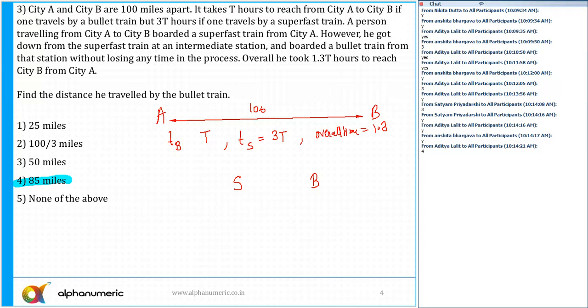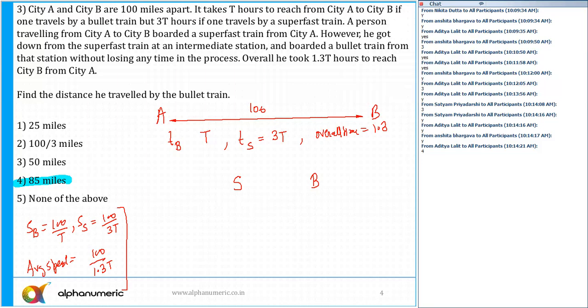So if the distance is 100, what is the speed of the bullet train? Speed of the bullet train is equal to 100 by T. Speed of the super fast train is equal to 100 by 3T. And the average speed is equal to total distance 100 upon total time, which is equal to 1.3T.